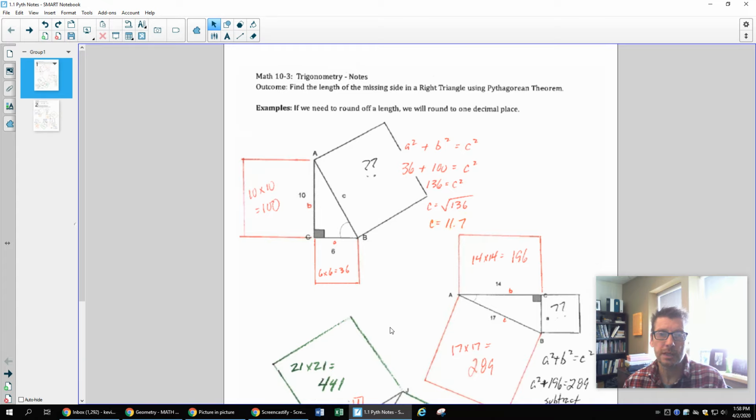So you can see that on my notes, I already have a whole bunch of squares drawn off my sides. I've got a square off the side of 6 and a square off the side of 10, and then I've got a square off the side that's C.